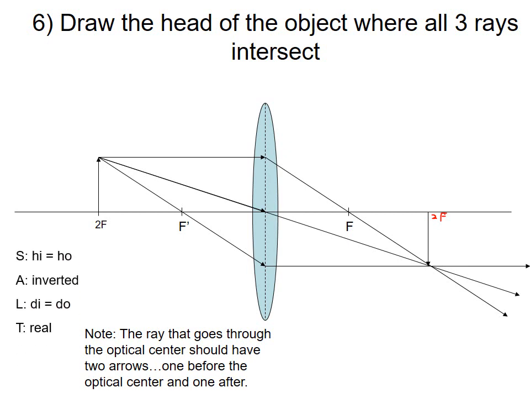So you could describe this using SALT. HI is equal to HO, A is inverted, DI is equal to DO, and then its type is a real image. Because this is a real image, this could actually be projected onto a screen since it's made by real rays.